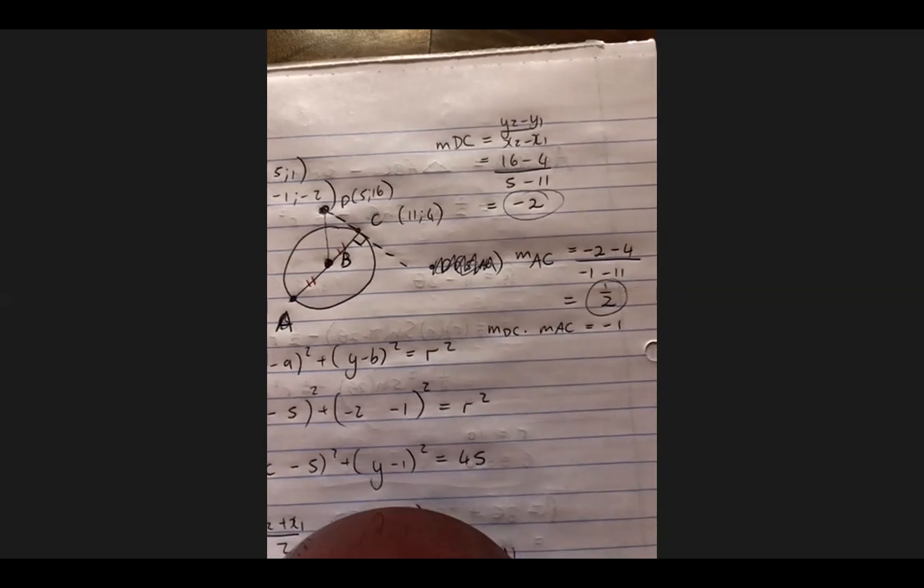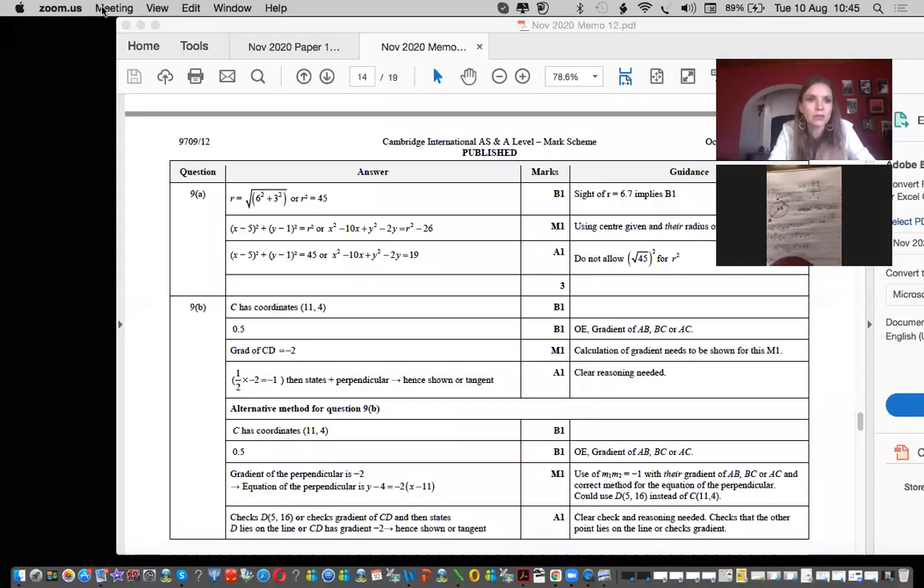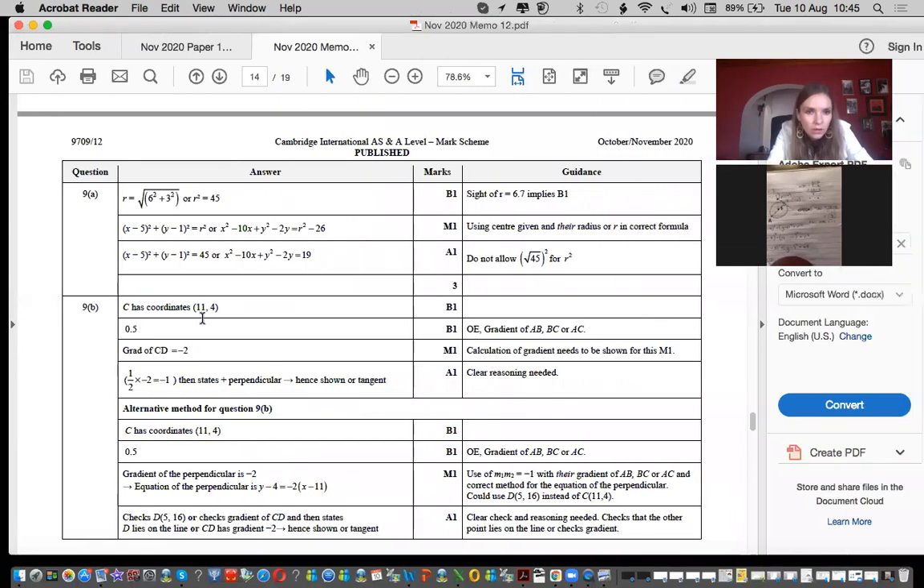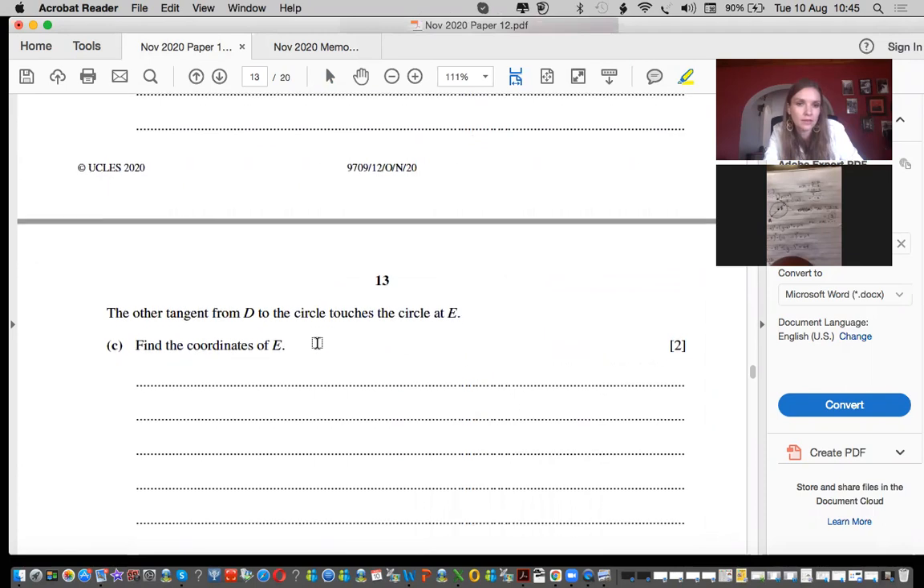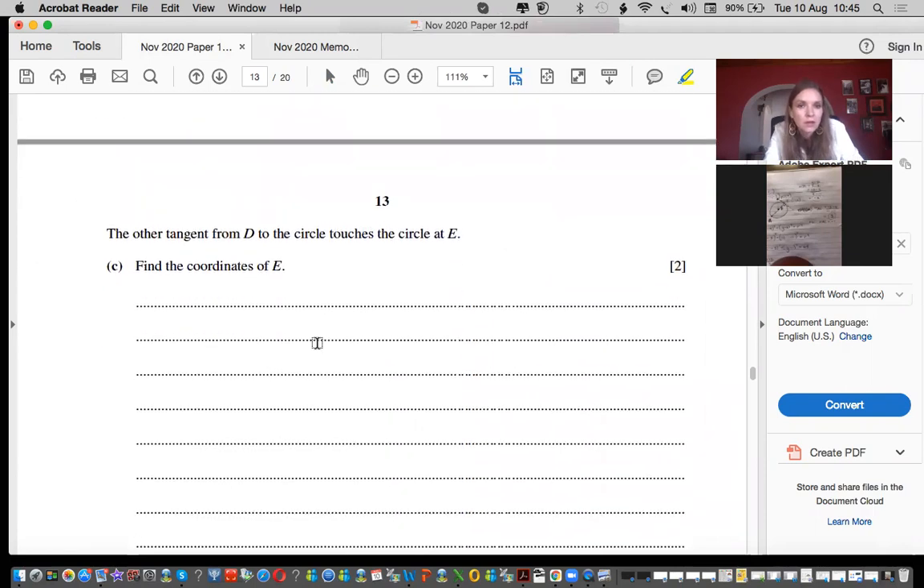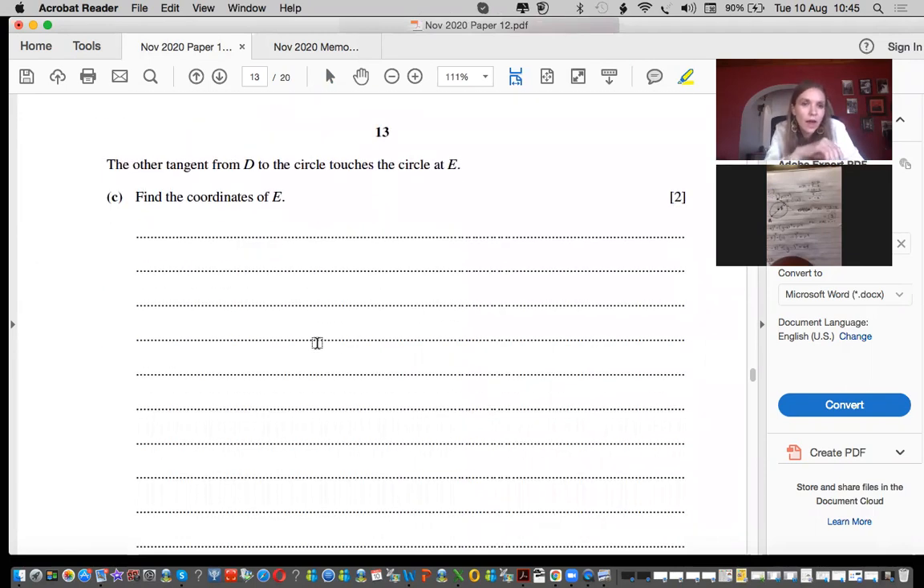Let's just quickly have a look at the memo. They do want you to make a statement here. Yeah. So the fact that they are each other's reciprocal negatives means they are perpendicular, so it is a tangent. You have to make that last little statement, otherwise you proved something but you didn't actually pull through and make the correct statement.